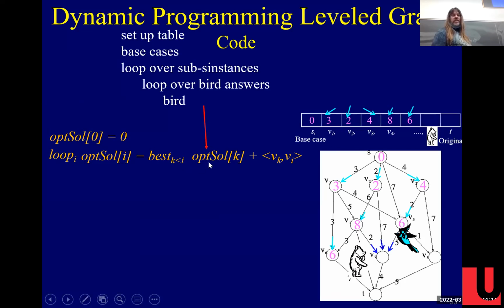Well, what is this here? This says we ask our friend for the best path to VK. What are we storing in here? We're storing the optimal solution, which is the best path from S to VI. So this will be the best path from S to VK, right? And so here, this 6 is the length of the best path from S to VK. And then the bird gives us the edge from VK to VI, right? Does that make sense?